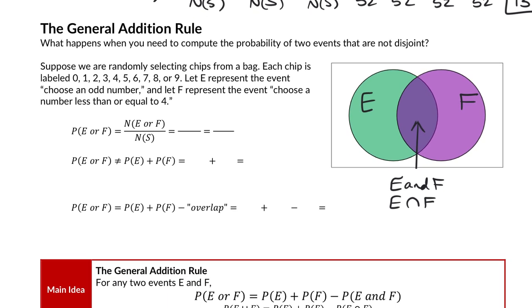It says, suppose we are randomly selecting chips from a bag, and not chips like eating chips, but things with numbers on them. They're labeled 0 through 9, and we're going to let E represent the event that we are choosing an odd number. So let's highlight all of the odd numbers in this list: 1, 3, 5, 7, and 9. And we're going to let F represent the event choose a number less than or equal to 4. I'm going to highlight in blue all of the numbers that are less than or equal to 4.